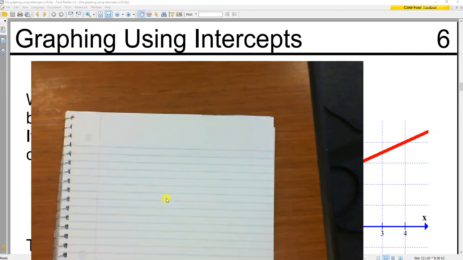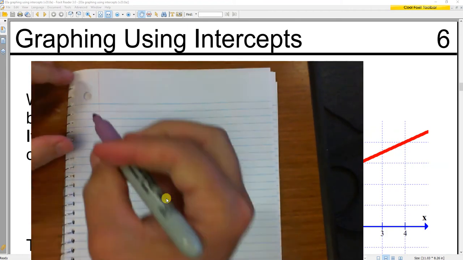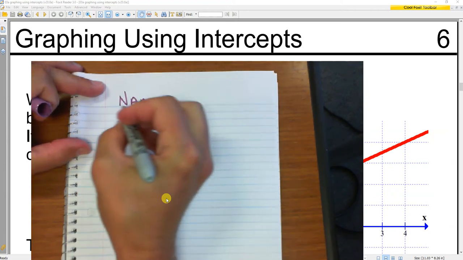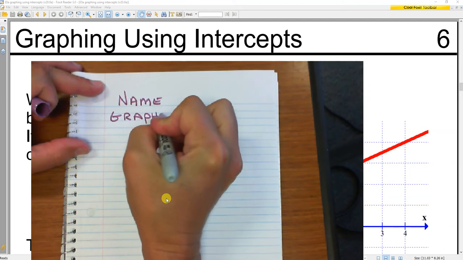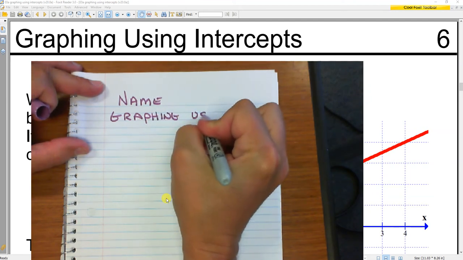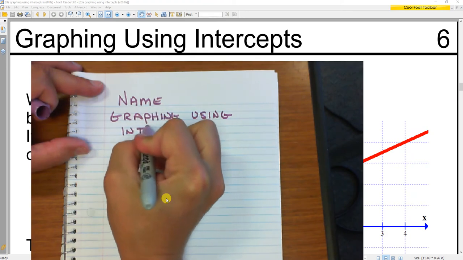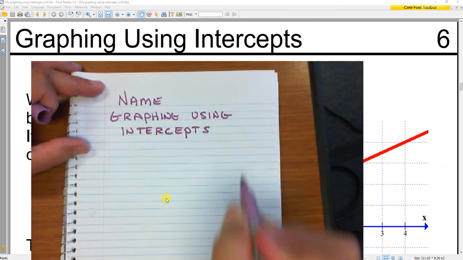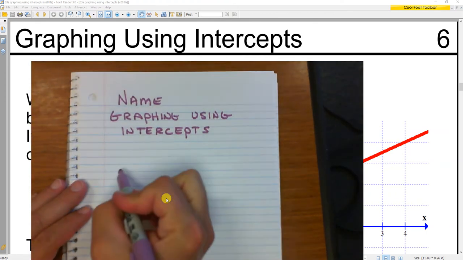Let's start with your name. And our topic is graphing using intercepts. And before you can use intercepts, you need to understand what intercepts are.